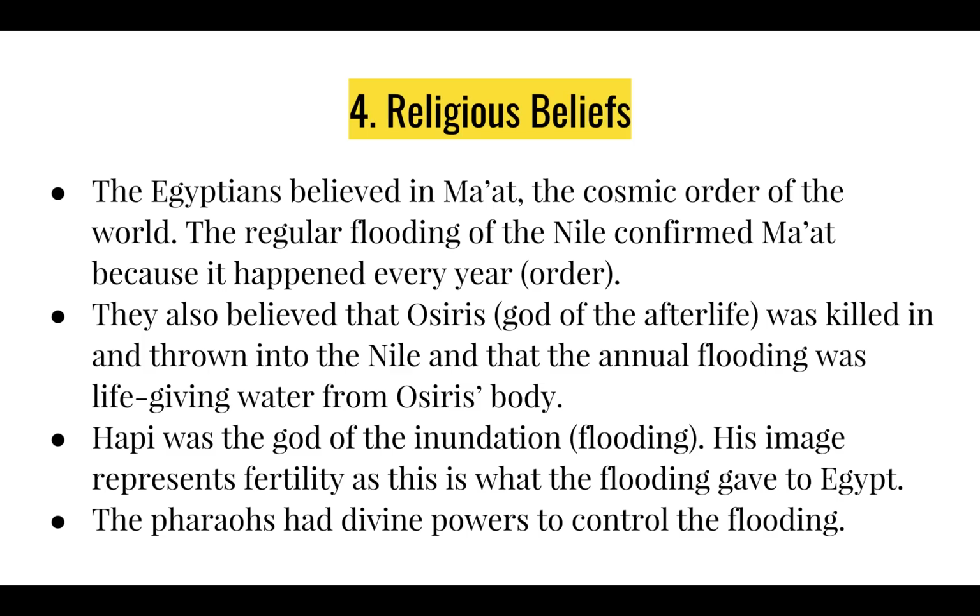And they said, yeah, see, it's a cycle, and it's going to happen. And that order gave them a lot of comfort. So that was really important. So the flooding of the Nile confirmed that Ma'at was a real thing.